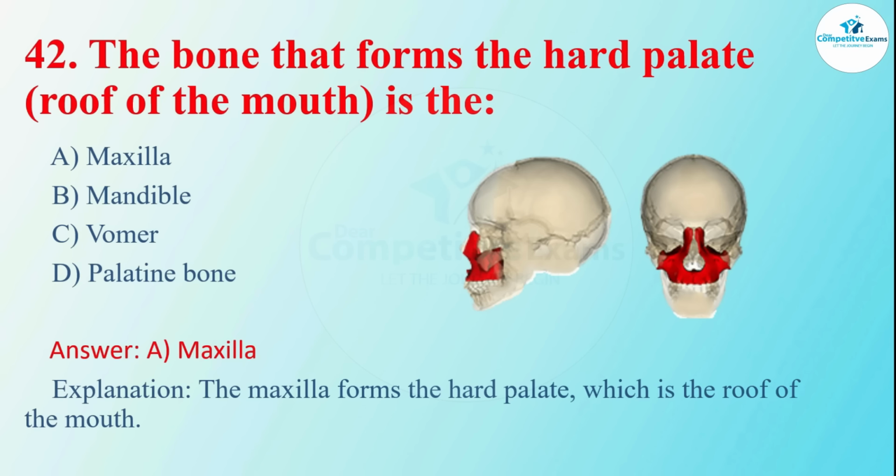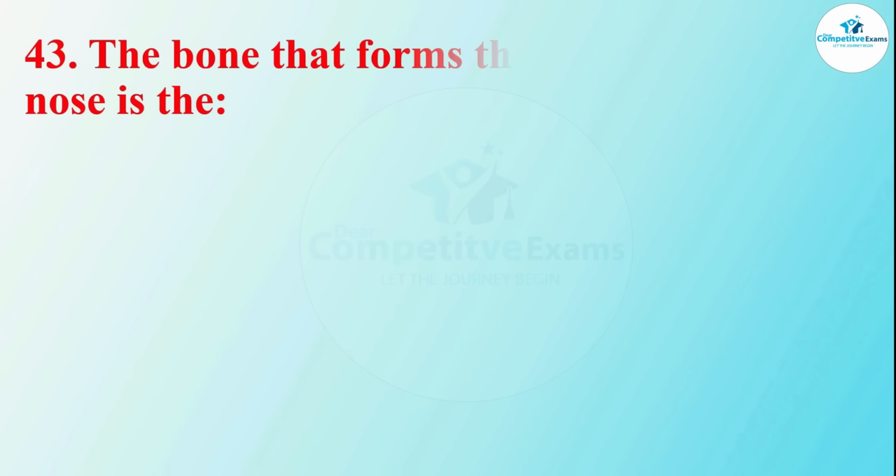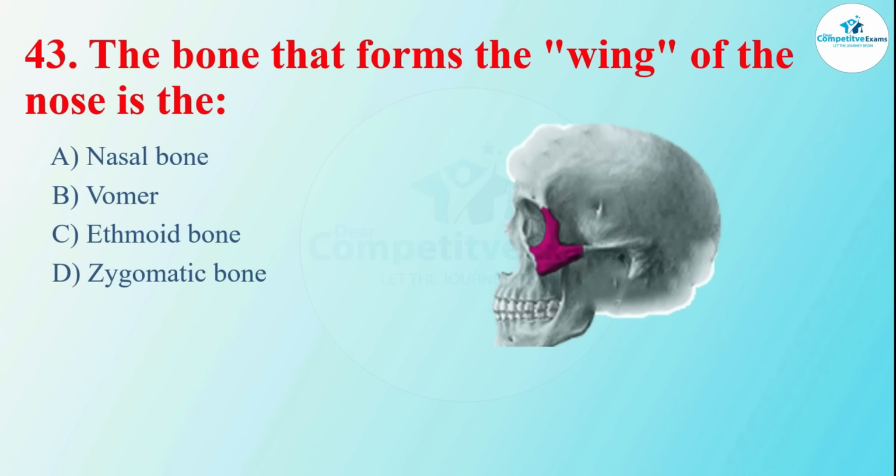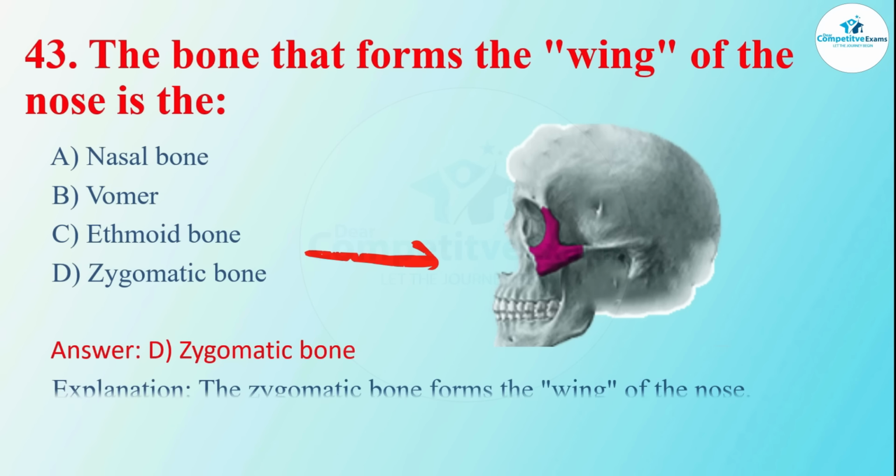Okay, let's move on to question number 43. The bone that forms the wing of the nose. What do you call that bone that forms the wing? Is it nasal bone, vomer, ethmoid bone or zygomatic bone? The right answer is zygomatic bone. The zygomatic bone forms the wing of the nose.